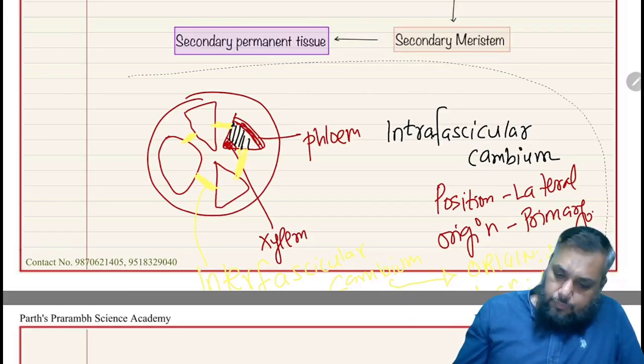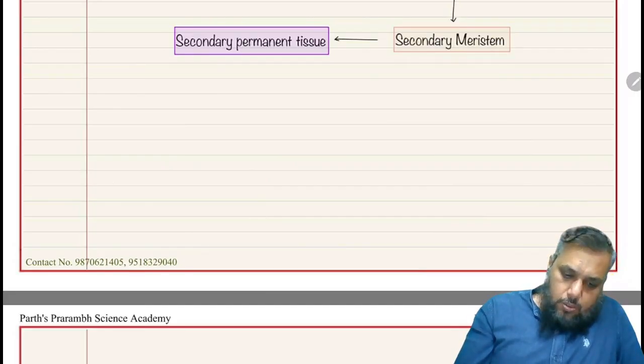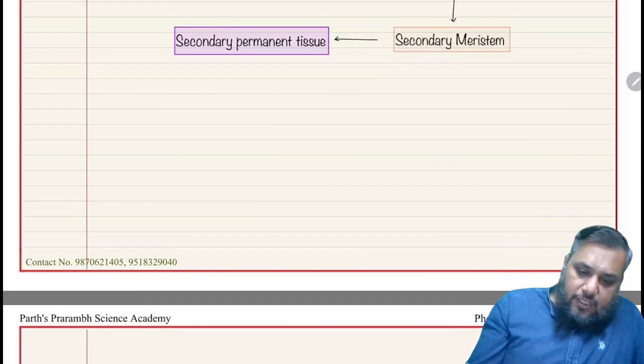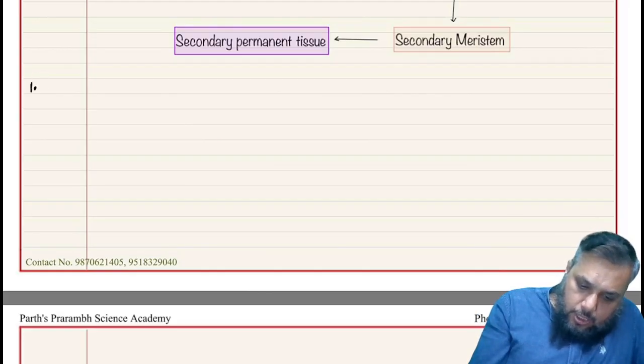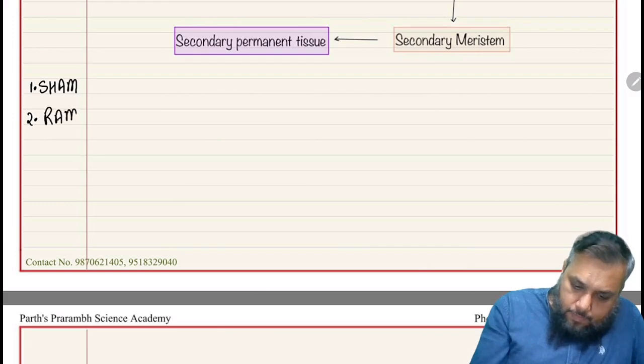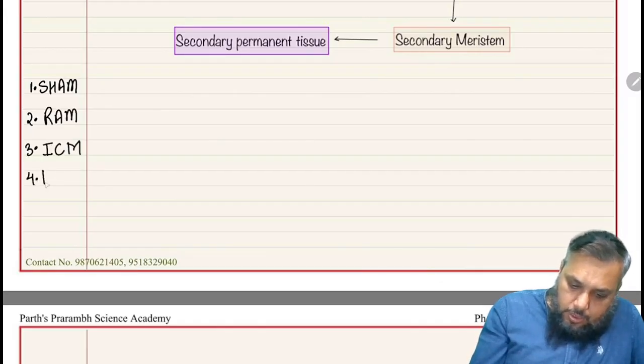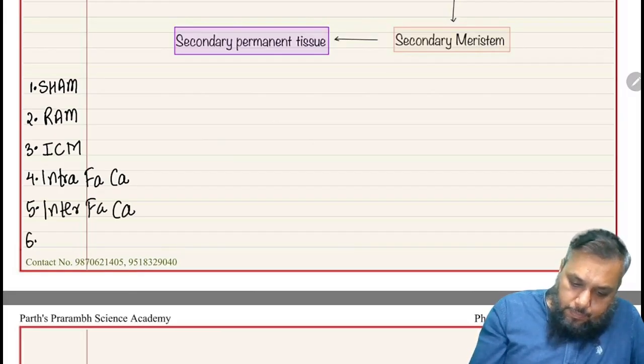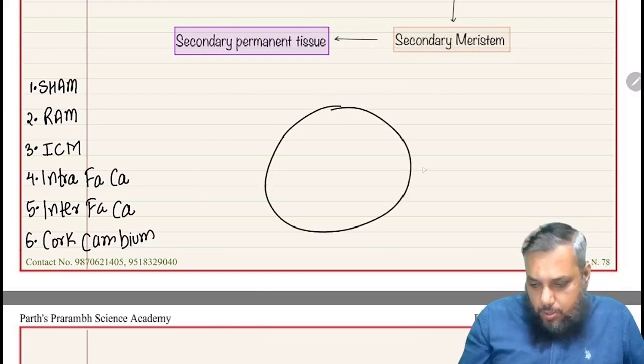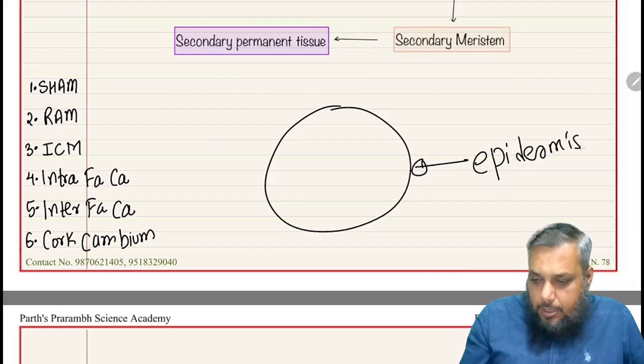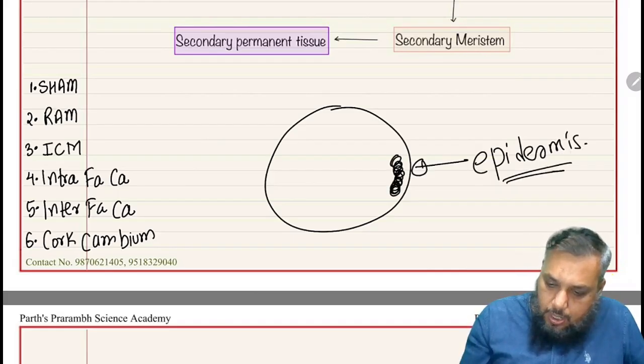Now, in order to remove the confusion, let us write in our notes: SAM, RAM, intercalary meristem, intrafascicular cambium, interfascicular cambium, and the cork cambium. This means that when there is a stem, and this outer layer is what we call the epidermis, the cork cambium develops here.